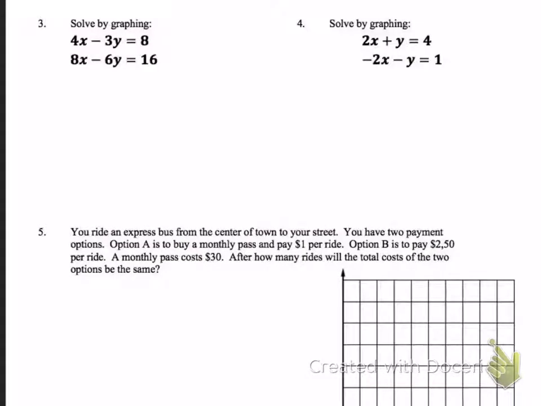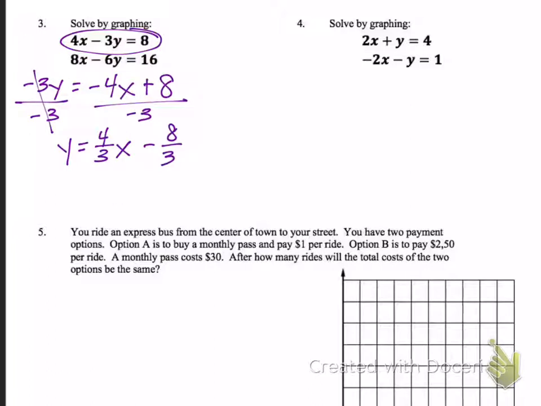Okay, this one says solve by graphing, but there's no graphs there. We may not even have to graph. We'll see what happens. So I'm going to solve for both of these for slope-intercept form first. So let's put them both in slope-intercept. So we'll take the top one. The first one, I get y equals 4/3 x minus 8/3. I'm going to try the second one.